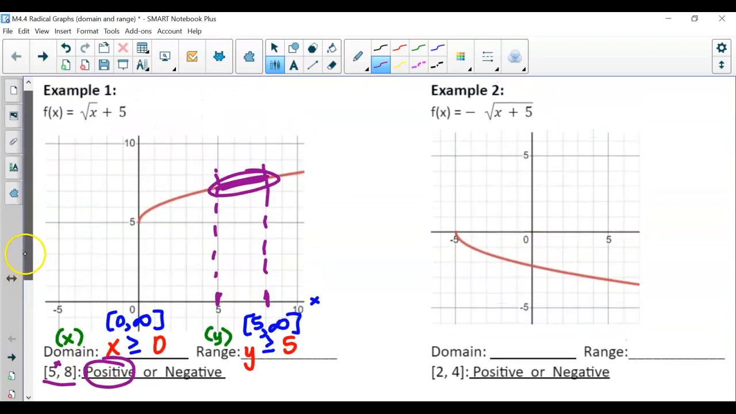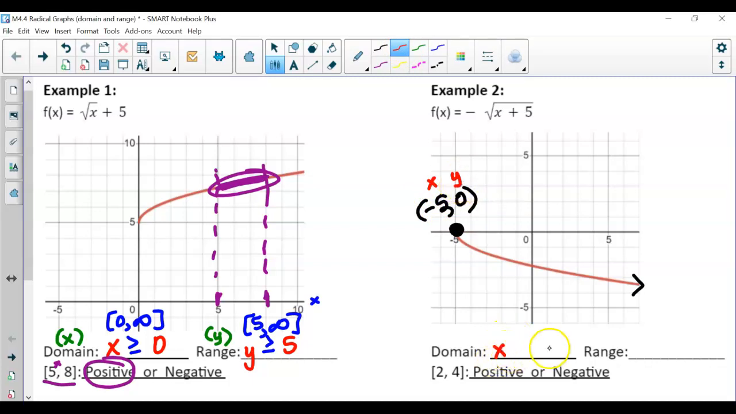So let's take a look here and let's do our next example. Now notice how this one is reflected over the x-axis and it got moved 5 to the left. So here again, domain and range. We need to identify our starting point and then our graph continuing on in this one direction. So our graph is starting at -5, 0. Here again, this is my x, this is my y. So my domain is my x values, which are starting at -5, and my range is my y values starting at 0.